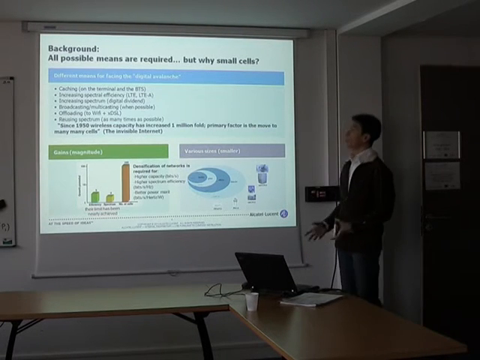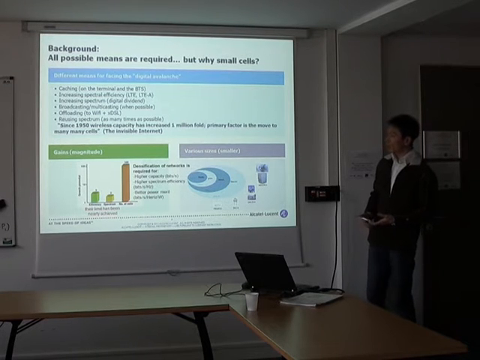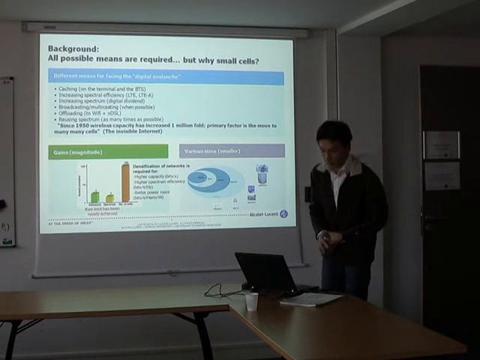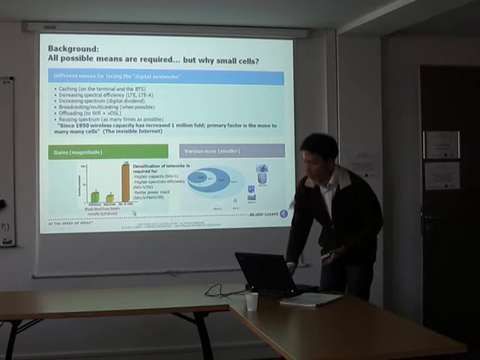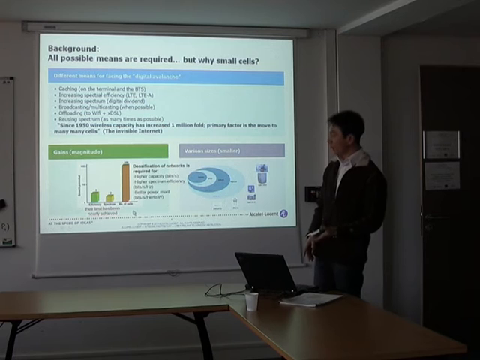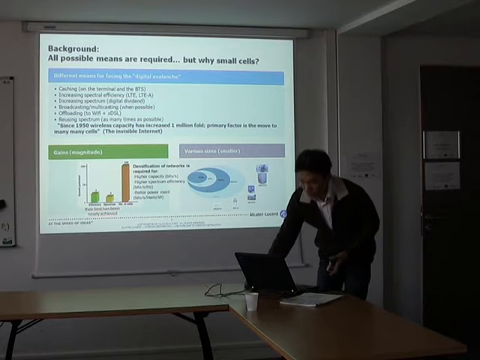So the background of this work is about the future of wireless networks. Generally speaking, we are going to provide more capacity for the user as the traffic expands. We know that we can have three domains to improve the network capacity.